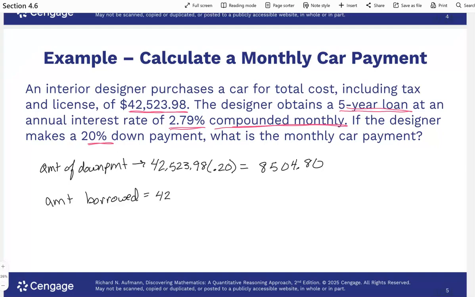So the amount borrowed is going to be the $42,523.98 minus the down payment. So they're borrowing $34,019.18.